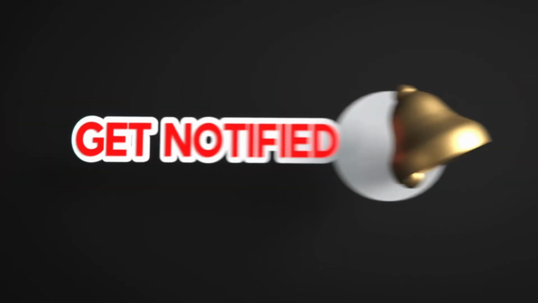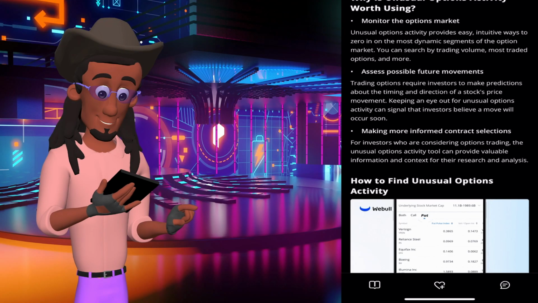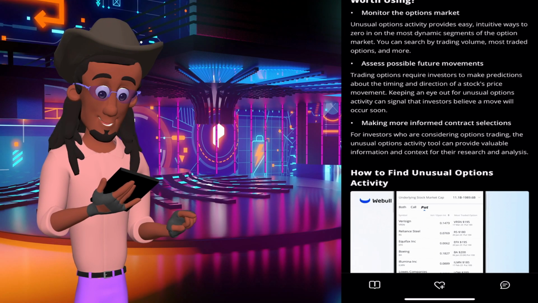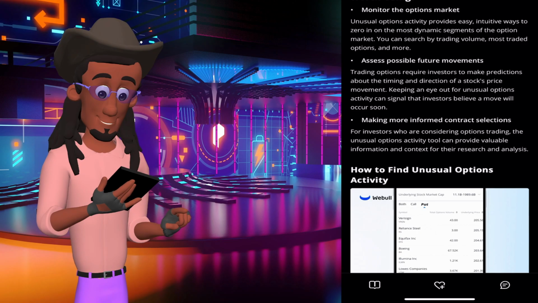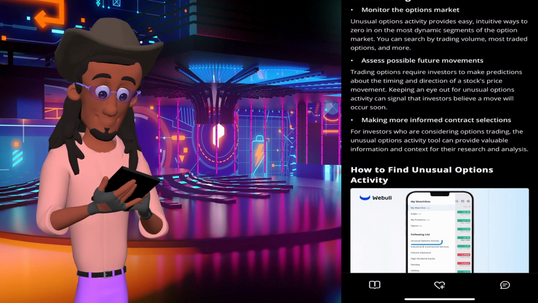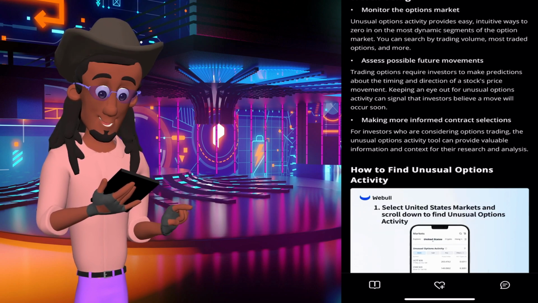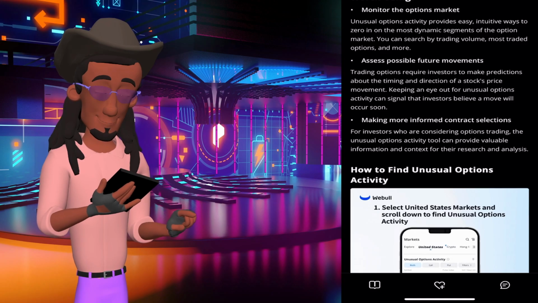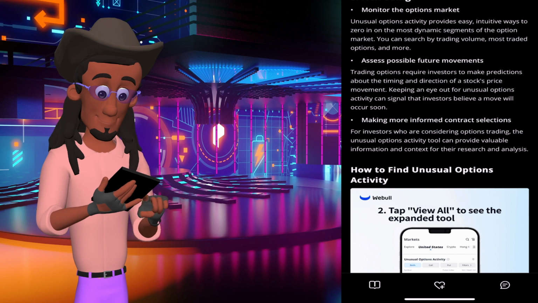All right, so two, assess possible future movements. Trading options requires investors to make predictions about the timing and direction of a stock's price movement. Keeping an eye out for unusual options activity can signal that investors believe a move will occur soon. All right, when people start piling into a position, a lot of volume, it might be a sign that things are about to move.